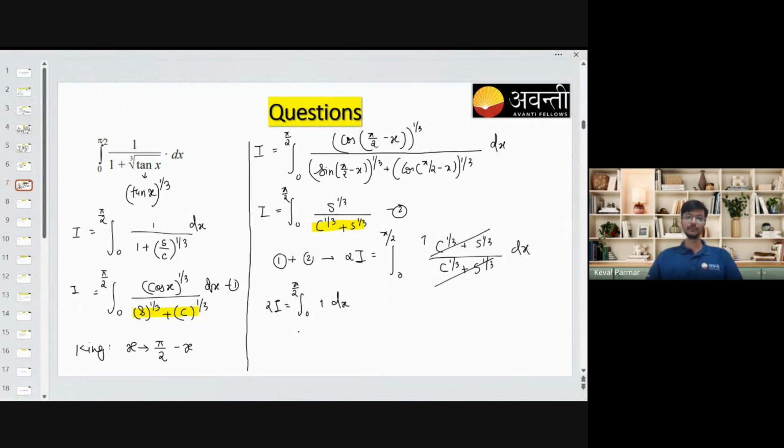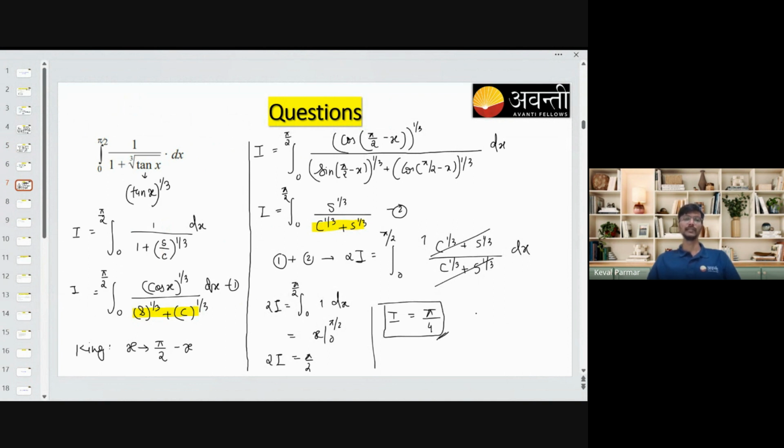1 dx. What is the integration of 1? It is x from 0 to pi by 2, which is equal to pi by 2. But remember, this is the value of 2I. We want the value of I. That will be equal to pi by 4. This is my answer. I hope it is clear.